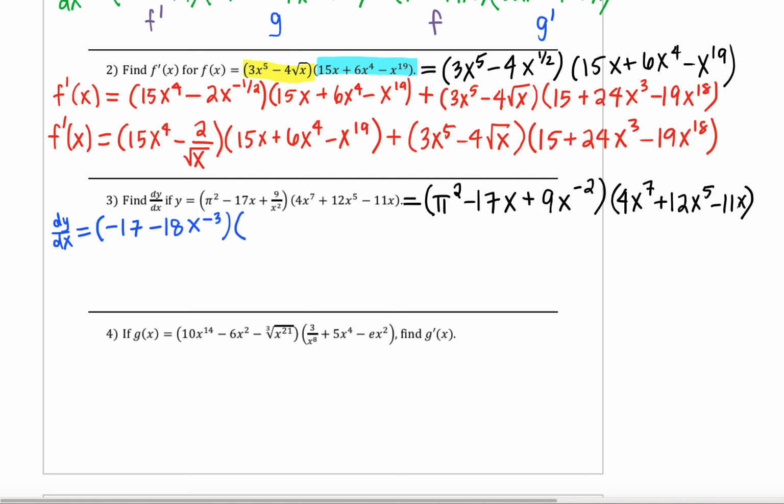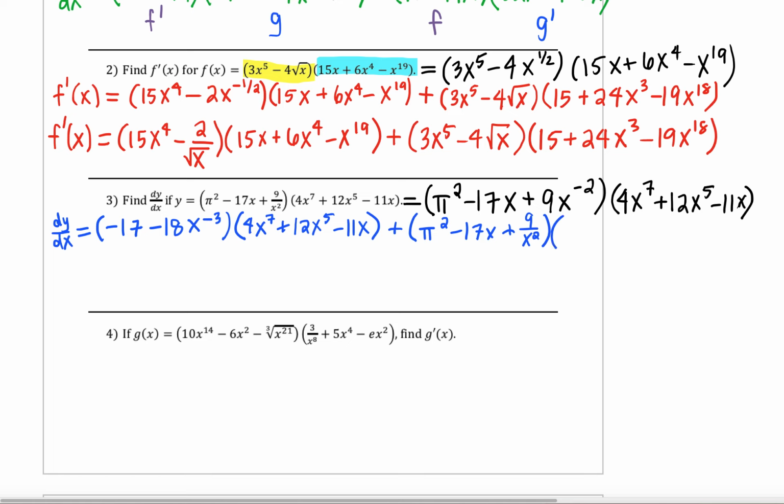Now in the product rule, we took the derivative of the first function. We're going to rewrite the second function since we are keeping that second function the same. Plus, we are now going to rewrite the first function. So I'm going to still have the pi squared minus 17x plus, I could write this as either 9 over x squared or 9x to the negative second, times, now we want to take the derivative of the second function.